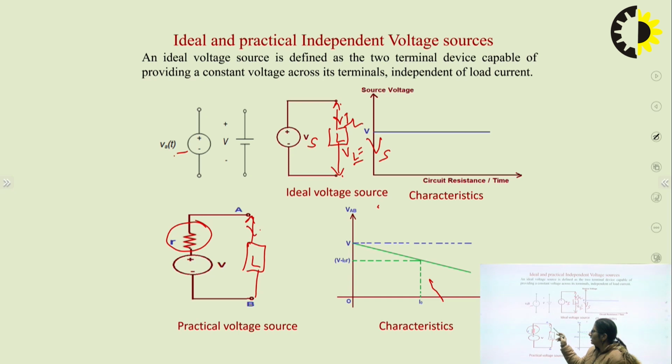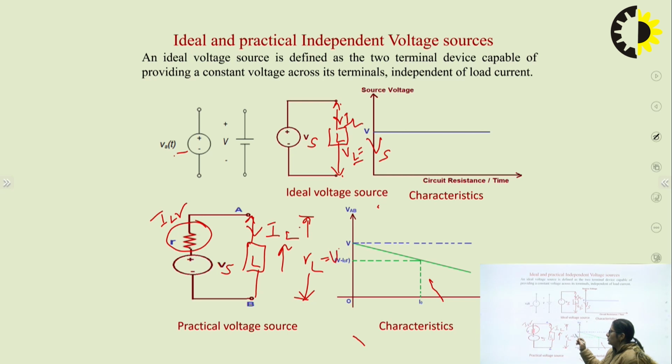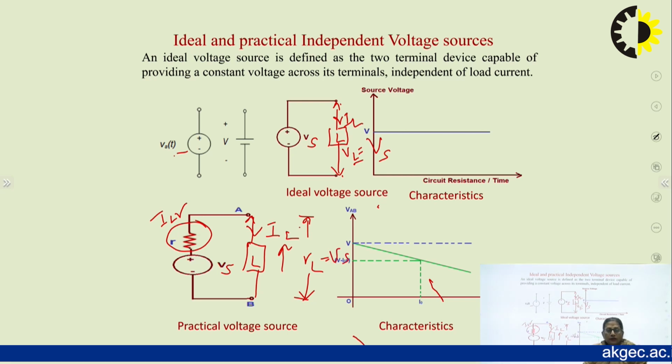As we keep increasing the load, the load current will increase, and this drop, which is nothing but IL into R, will also increase. If this is Vs and the voltage across the load is VL, then this time I can't say that the terminal voltage is going to remain Vs. It is not going to be the same. It will be a reduced value.